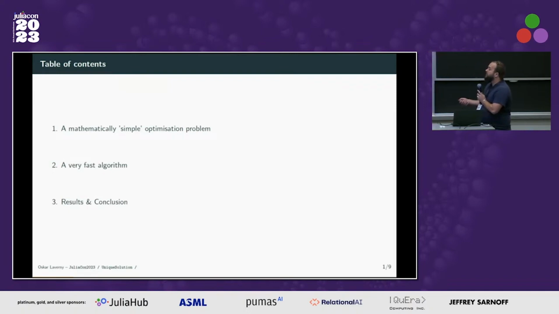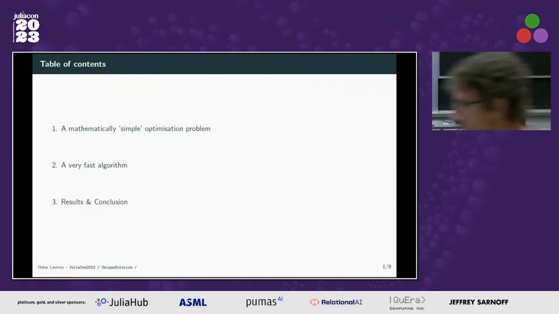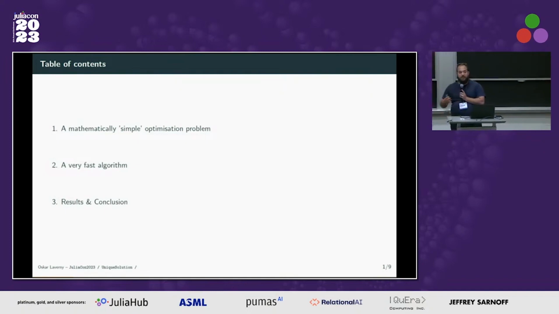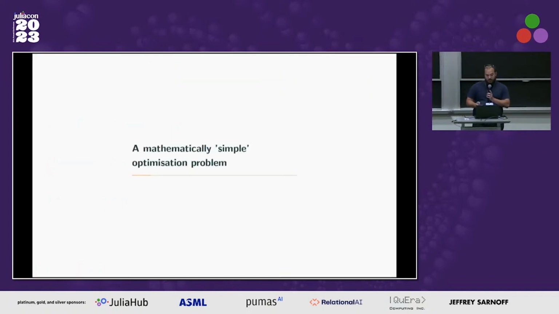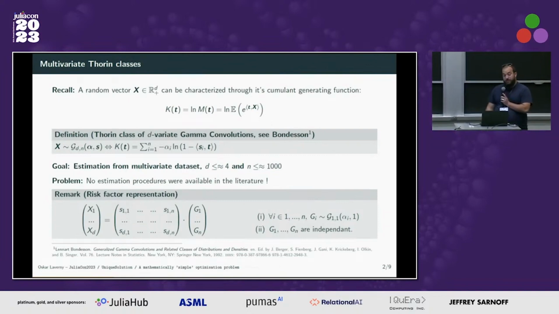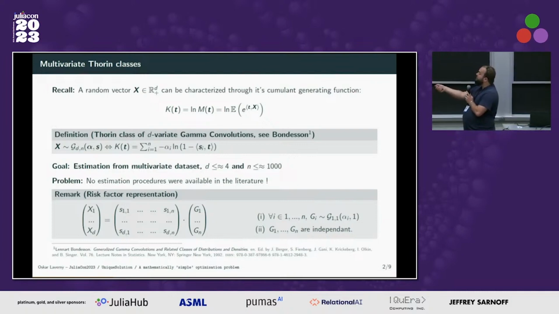So I'm going to start by describing the problem itself. I'll propose an algorithm to solve it, and then from this algorithm we'll discuss the whys and the hows of the need for Julia. So the problem is actually quite simple. There are a lot of equations on the screen, but it's not that complicated. There is a class of distributions, which is called the Thorin class of gamma convolutions, and which is simply defined by their cumulative generating function as follows.